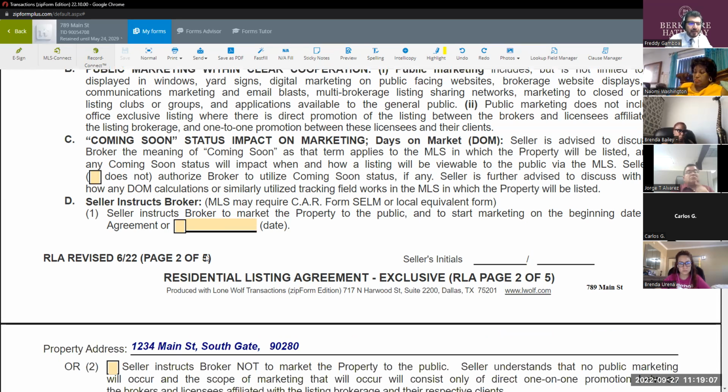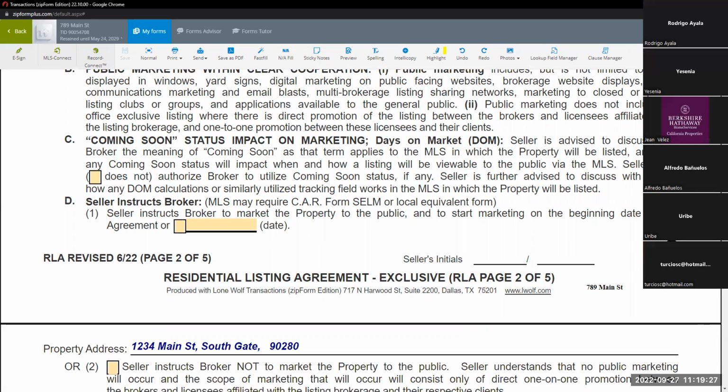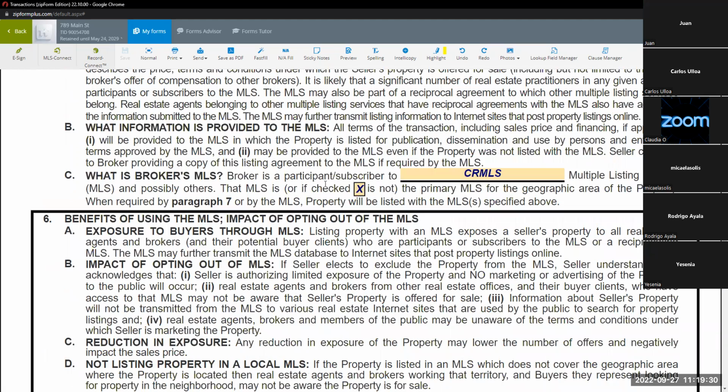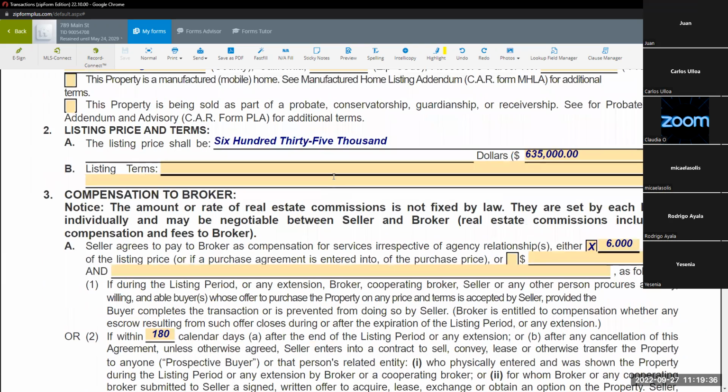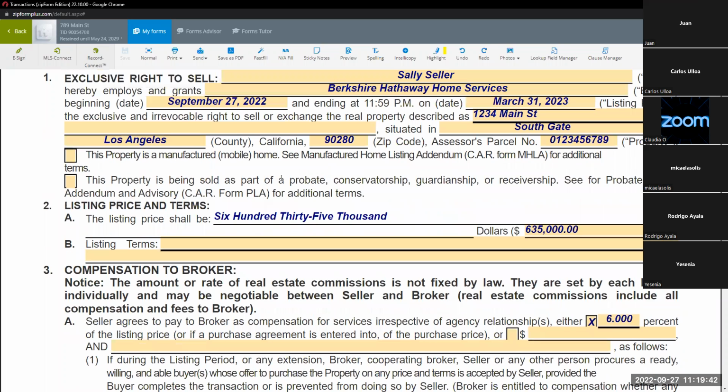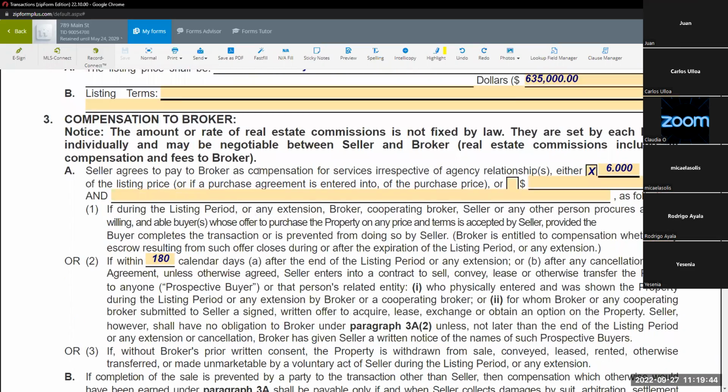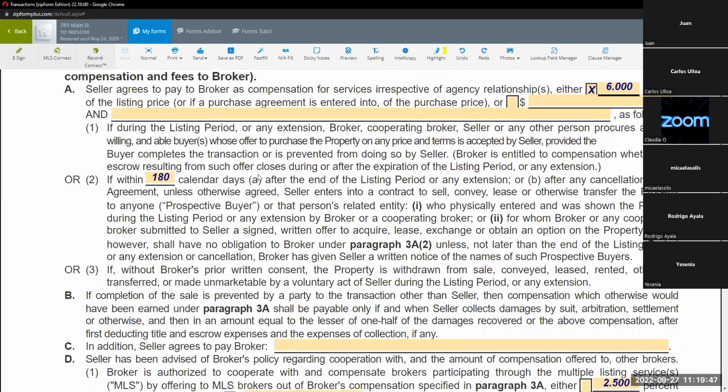Now letter D, seller instructs broker. The MLS may require CAR form SELM or a local equivalent form. Seller instructs broker to market the property to the public or to start marketing on the beginning date of this contract or agreement. So going back to your question, Claudia: what if I already signed a contract, initialed everything else, but the seller says, I forgot to say this, but I want to do some painting, some renovations, maybe change the carpet, who knows what. So I'm now going to exclude it from the MLS.